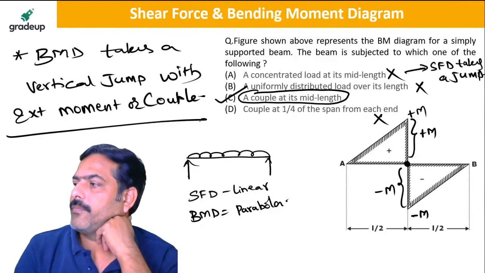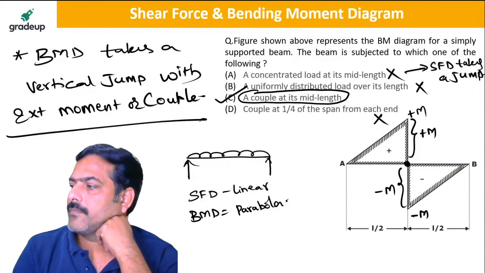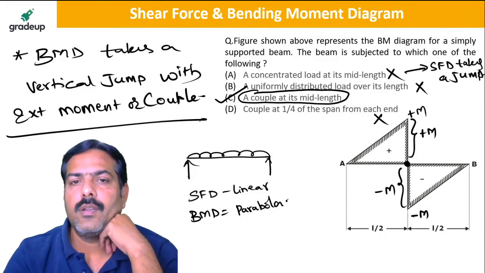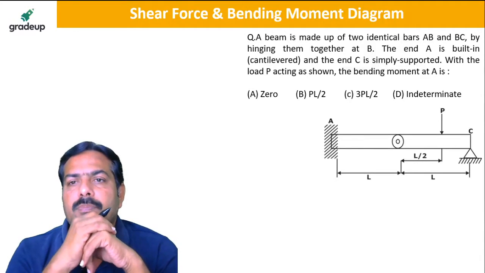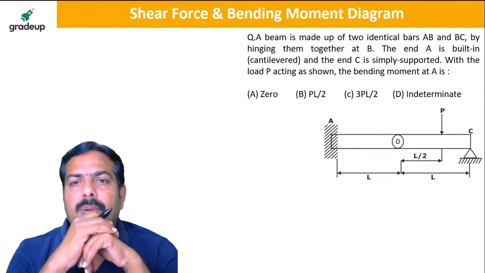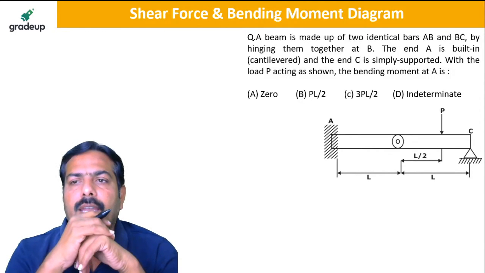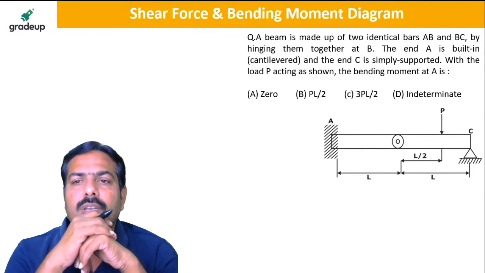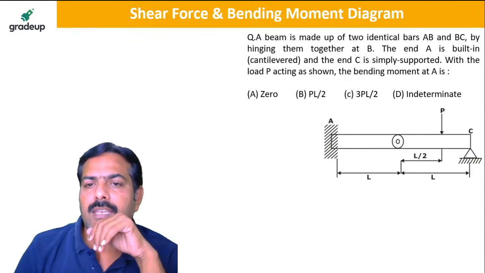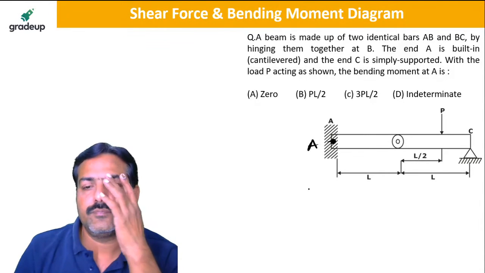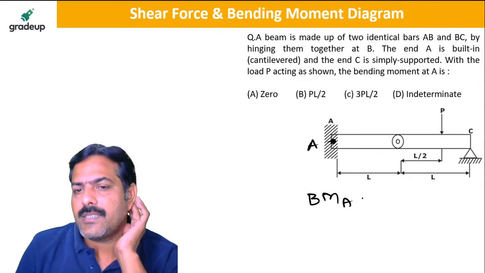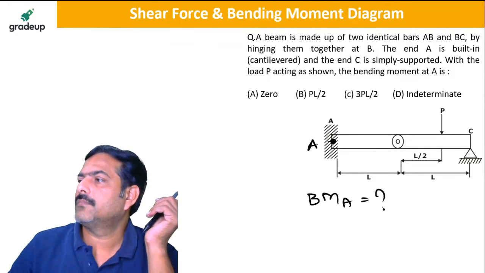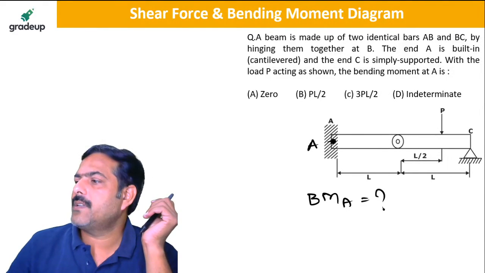Very good. So let's proceed to the next one, my dear friends. A beam is made up of two identical bars AB and BC by hinging them together at B. End A is built in and end C is simply supported with the load P acting as shown in the figure. The bending moment at A is, so what is the value of the bending moment at A?